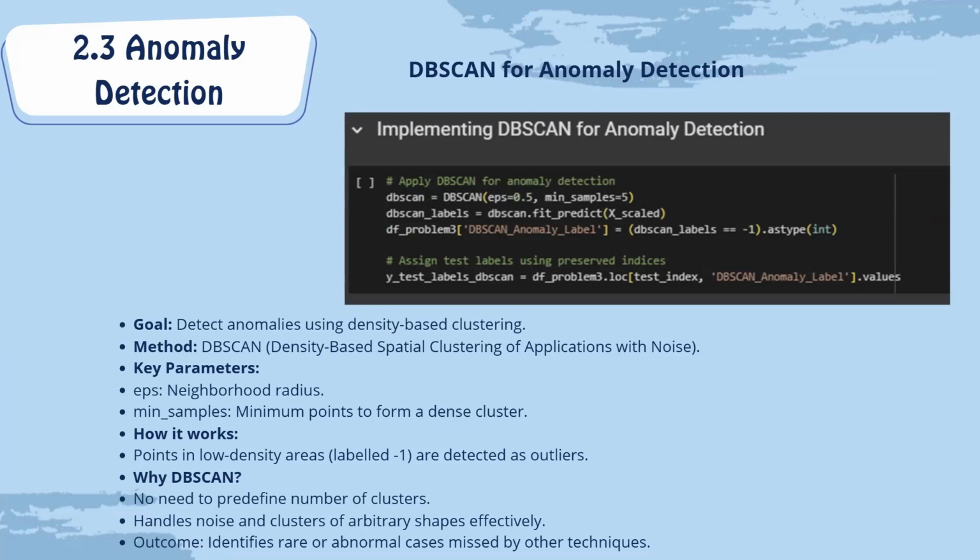When we use DBSCAN, we don't need to predefine the number of clusters. It handles noise and clusters of arbitrary shape effectively. So the outcome will be that it identifies rare and abnormal cases that would be missed by other techniques.